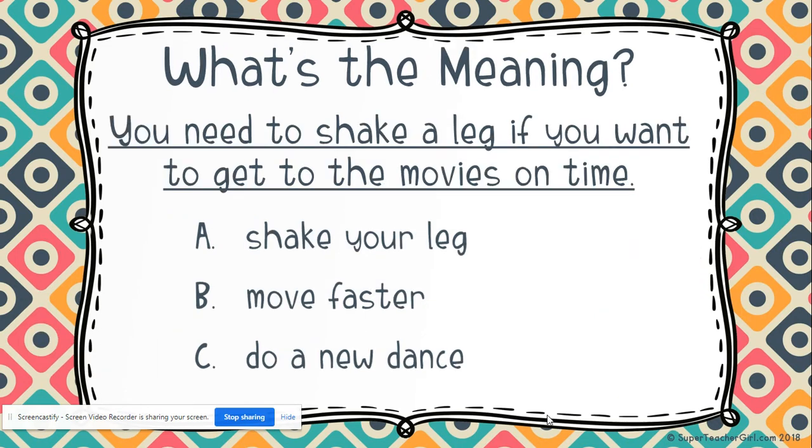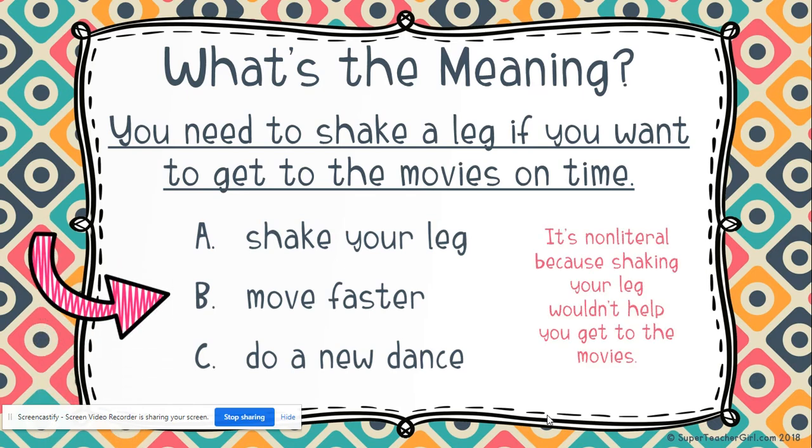You need to shake a leg if you want to get to the movies on time. What does that mean? A, actually shake your leg. B, move faster. Or C, are you going to do a new dance? Actually, it's B. So it's non-literal because shaking your leg wouldn't help you actually get to the movies, but moving a little faster would.